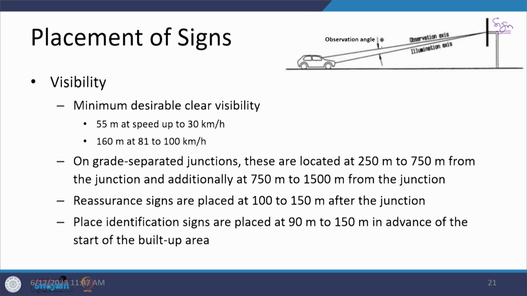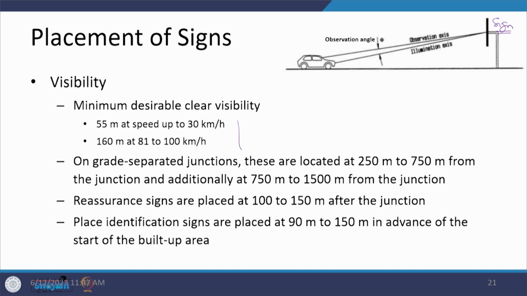There is an illumination axis and there is an observation axis. This angle is going to be there, and this angle is correlated with the coefficient of retroreflectivity of those particular colors. Here the values have been defined as 55 meters at a speed of 30 kilometers per hour and 160 meters at a speed of 81 to 100 kilometers per hour. So, this is just a tentative idea which is being given to you. So, you can interpolate the values in between, and even if you are going to a value of 120 kilometers per hour, it may be somewhere around 180 meters.